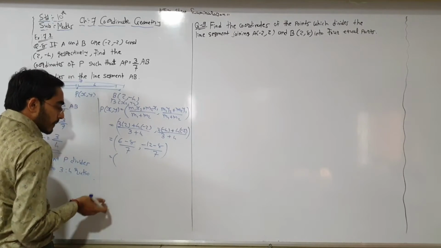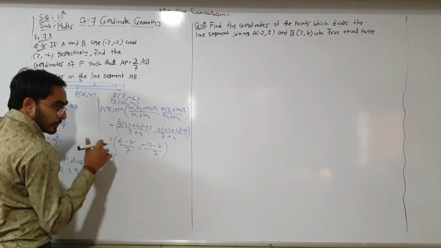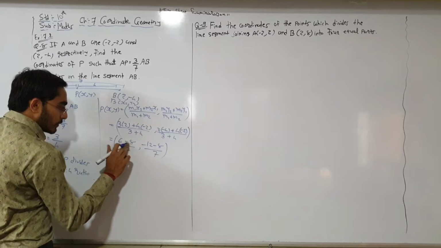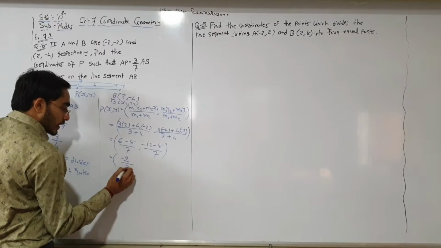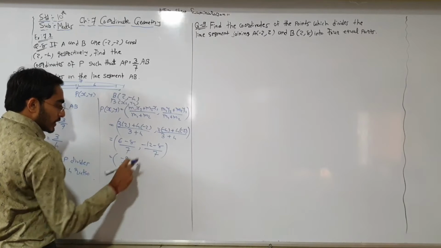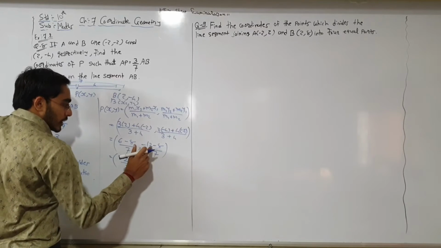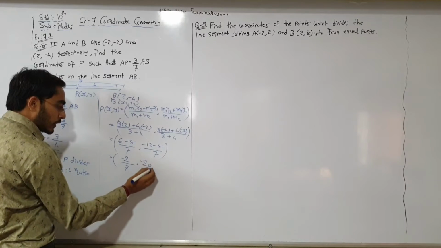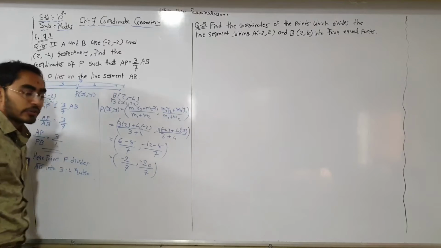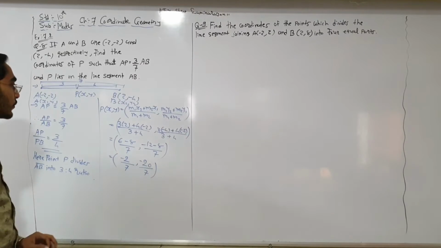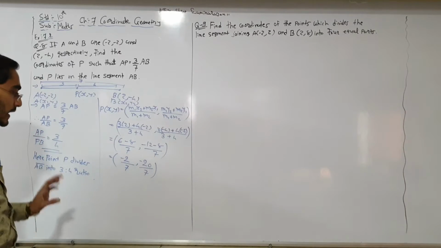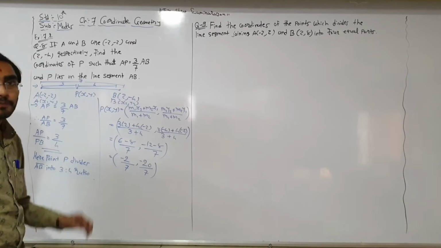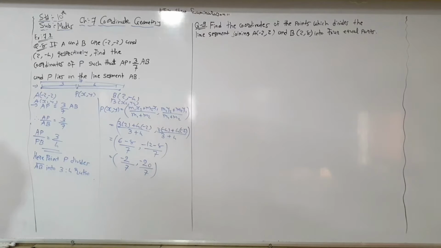So here, 6 minus 8 is minus 2, the bigger number 8 has a negative sign, so the negative sign, divided by 7. Now here, minus 12 minus 8, minus 20, divided by 7. So here the coordinates of point P are minus 2 by 7 and minus 20 by 7.